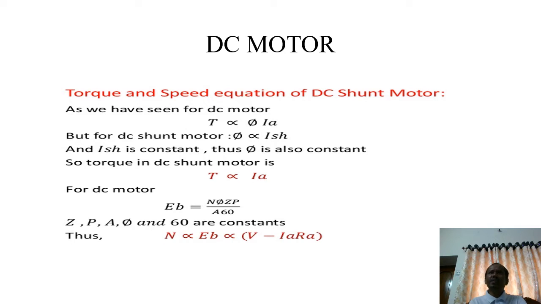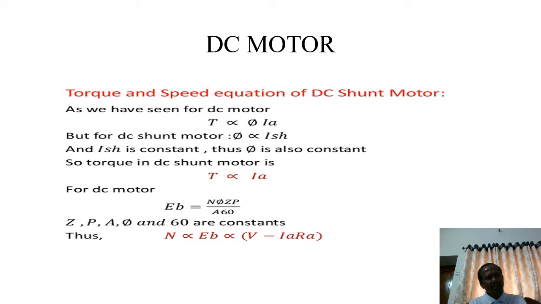In case of the shunt field winding, when shunt current is passed through this winding, it produces the flux. This flux is proportional to the shunt field current, but the voltage V is constant, which means flux is constant. Therefore, shunt field current is also constant. Therefore, torque T is directly proportional to Ia.